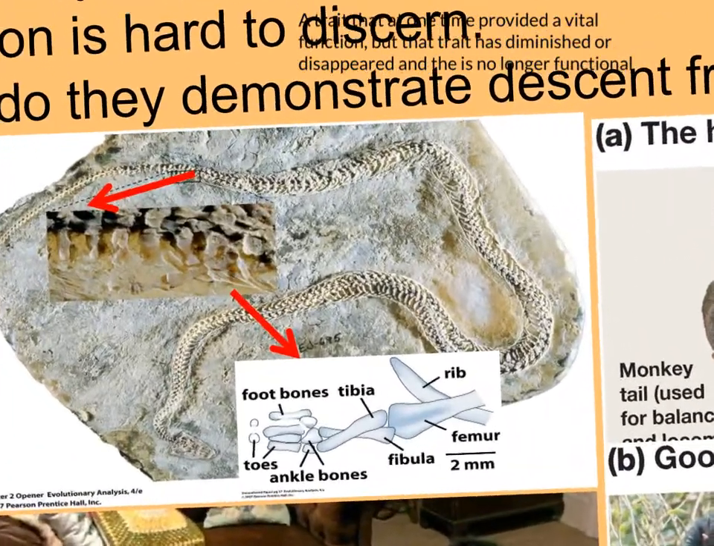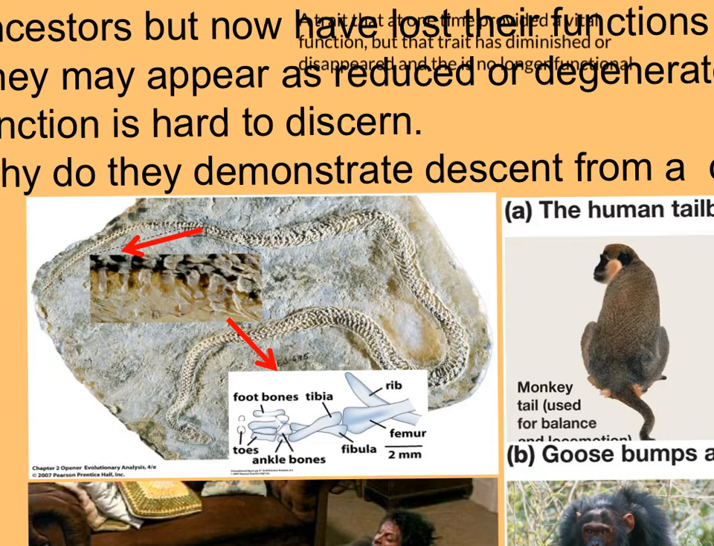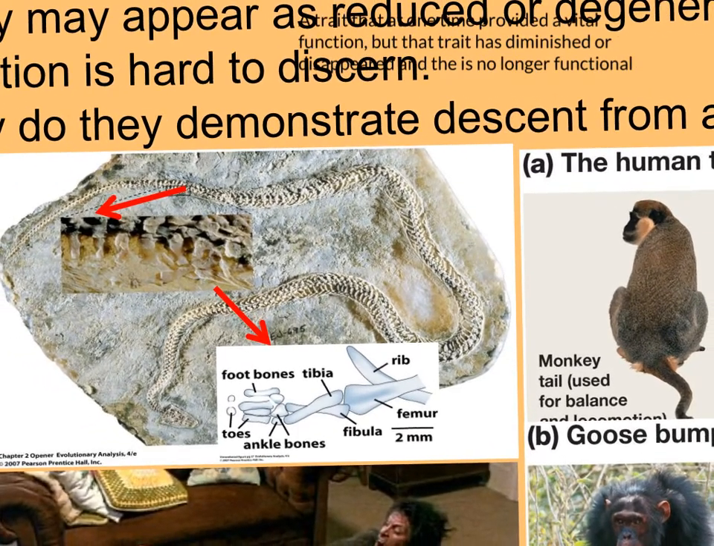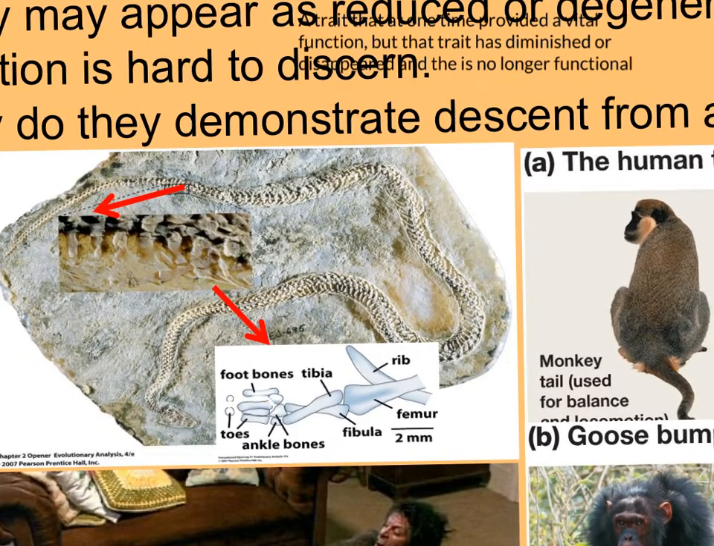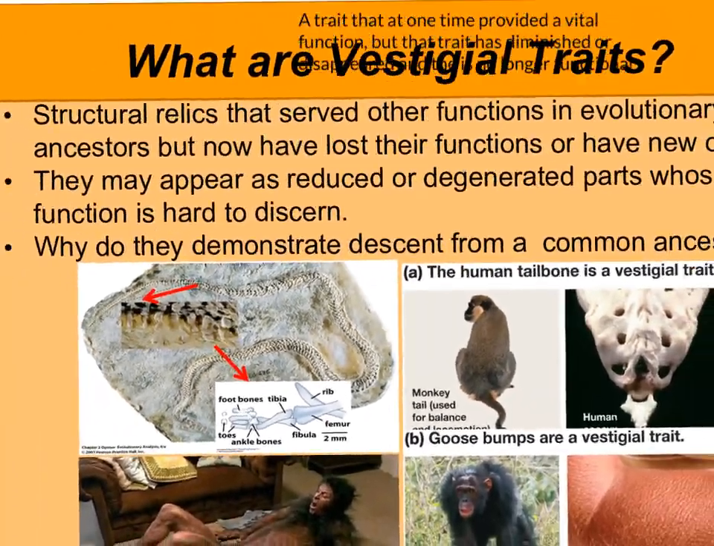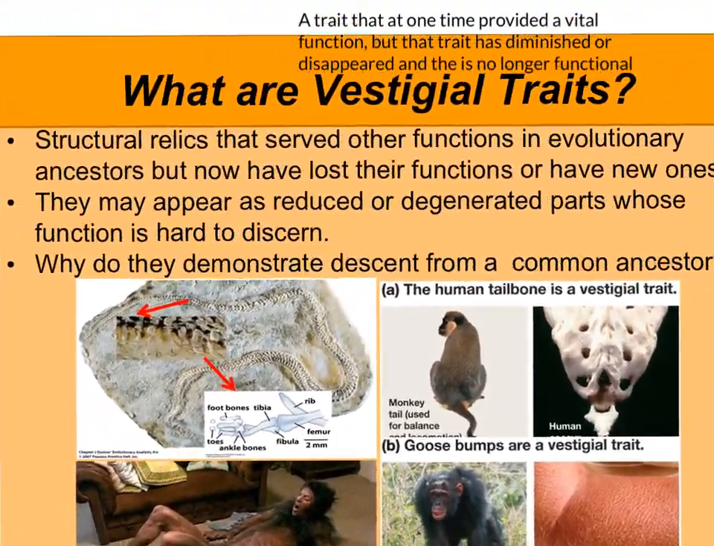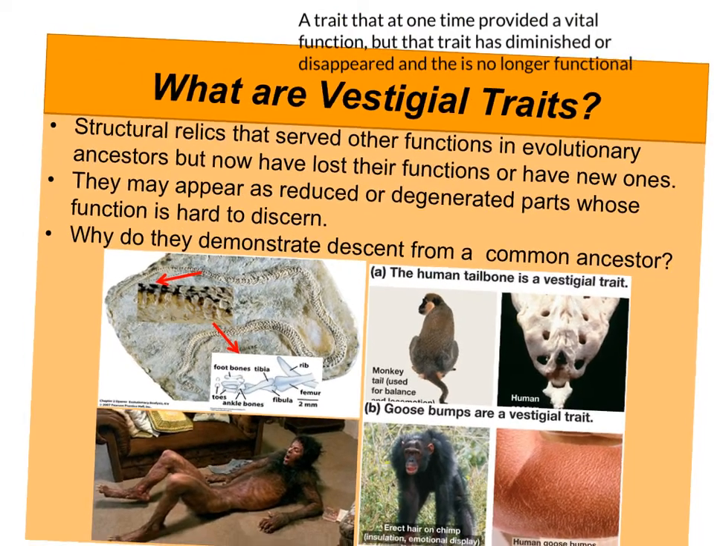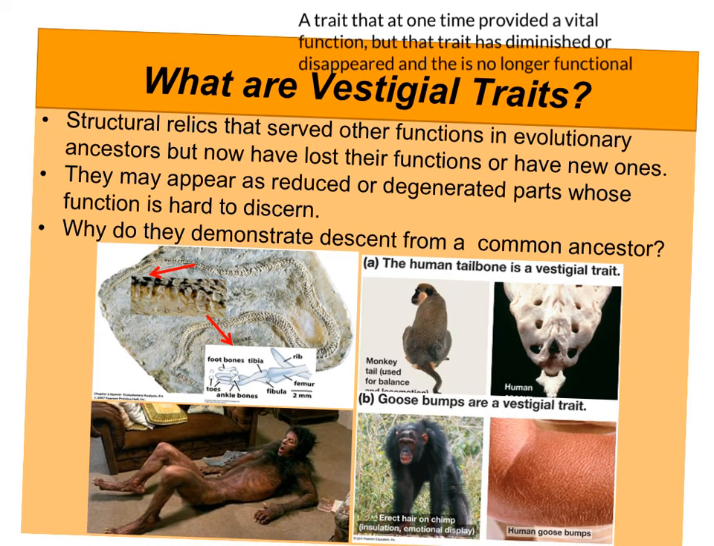So, for example, here is a snake. If you actually look at the skeleton, you can see the limbs. There's a rib and a femur, and then a fibula and tibia, but they're all much reduced and they don't do anything anymore. Okay? So these are structural relics. There are other examples.